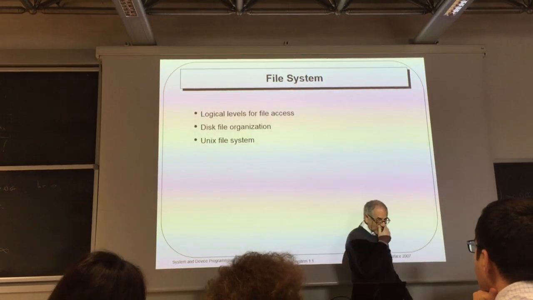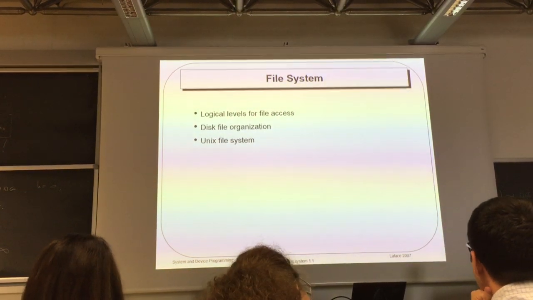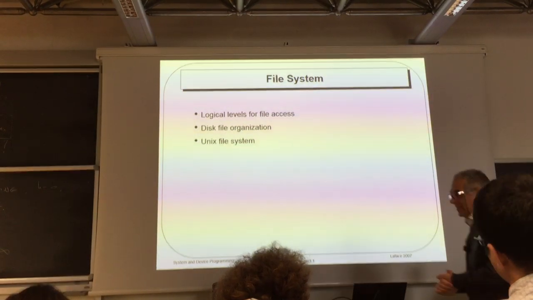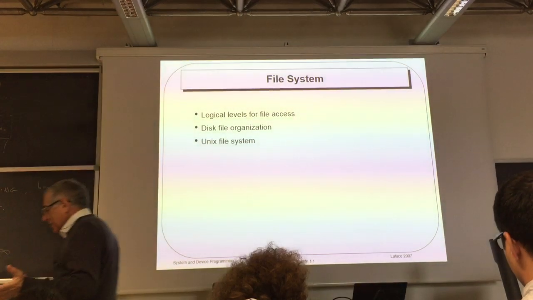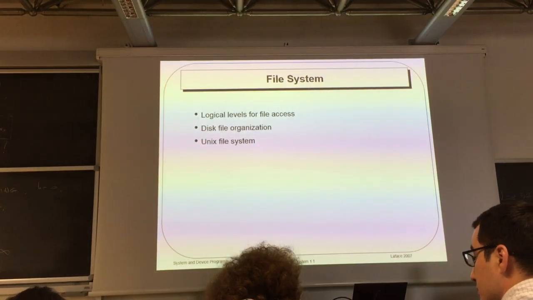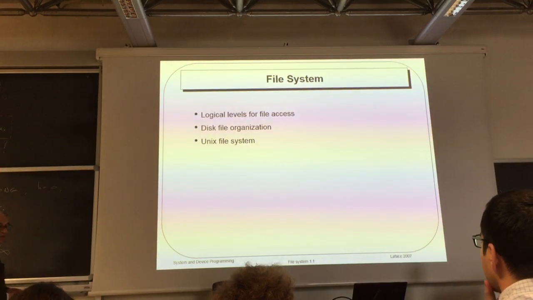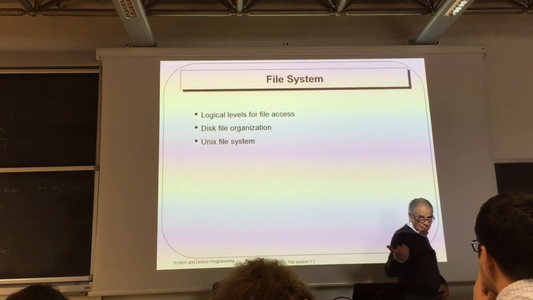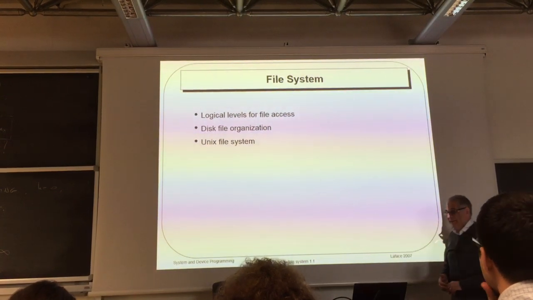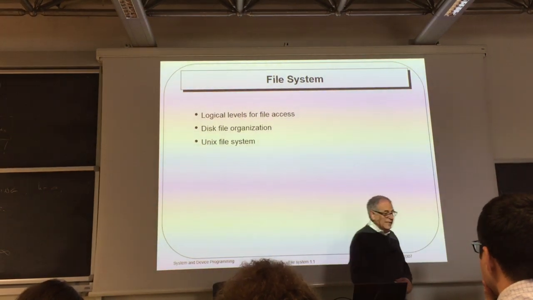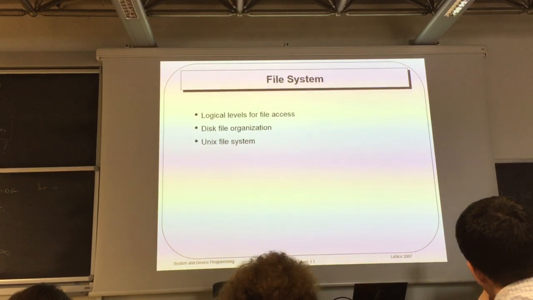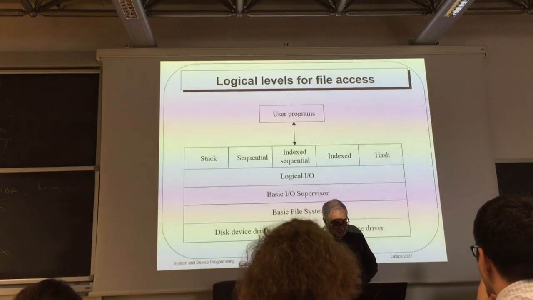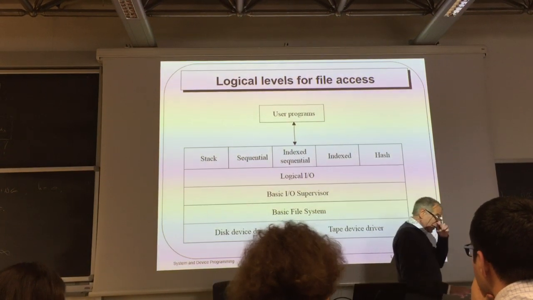Okay, so file system. What is a file system? A file system is an organization of data on a mass storage unit, a disk. Let us call it disk, but it can be a CD-ROM, a pen drive, or whatever, where we associate a name to some data. So we access the data first through the file name, but then for efficiency through the file pointer or file descriptor. So this is the logical level.